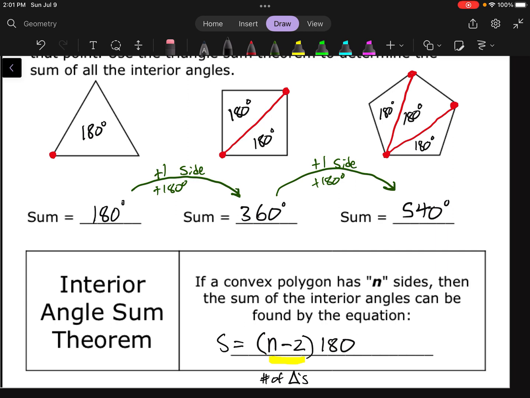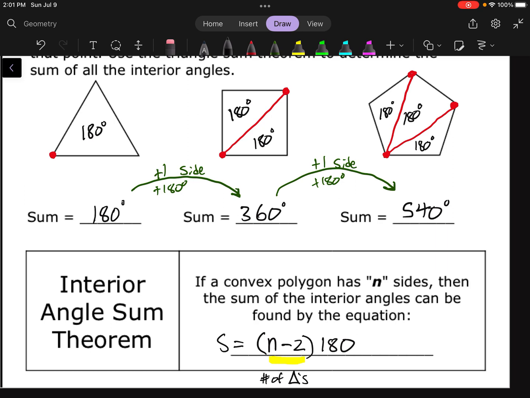Like take, for example, the pentagon that we did that had the sum of 540. Well, there's 5 sides, so my n would be 5. 5 minus 2 is 3, which represents there's 3 triangles in there. So 3 times 180 gives us the 540. All right, so that is our interior angle sum theorem: n minus 2 times 180.